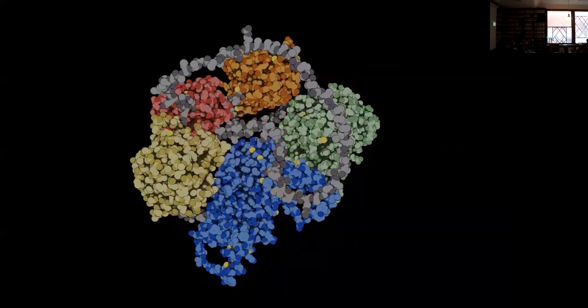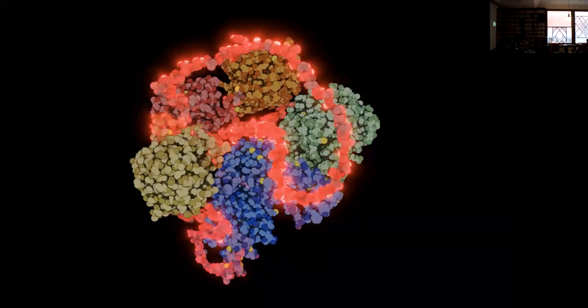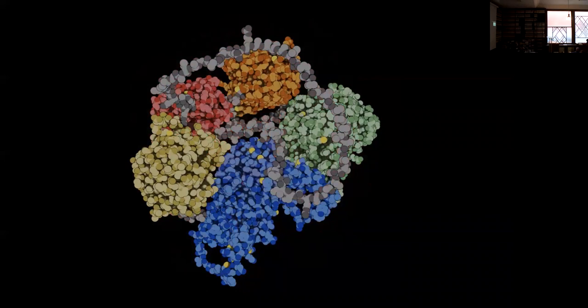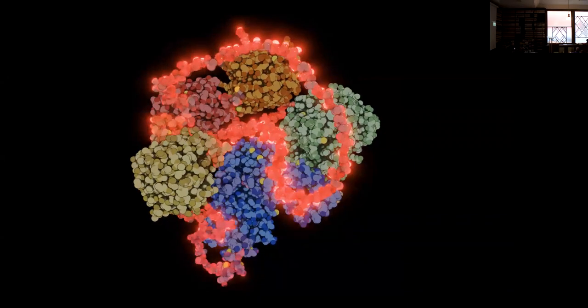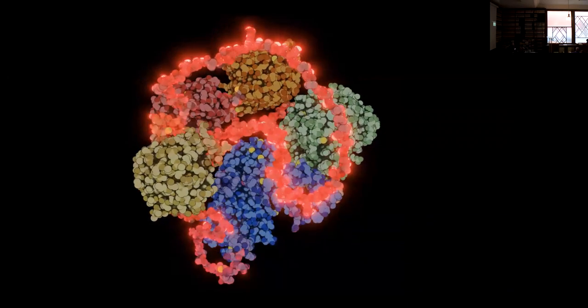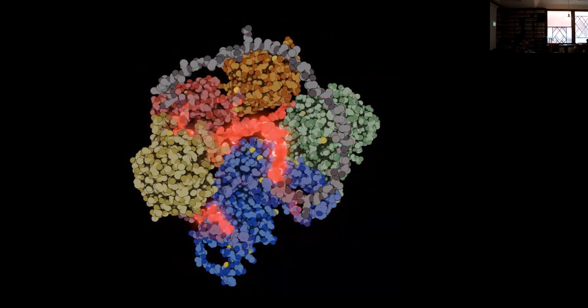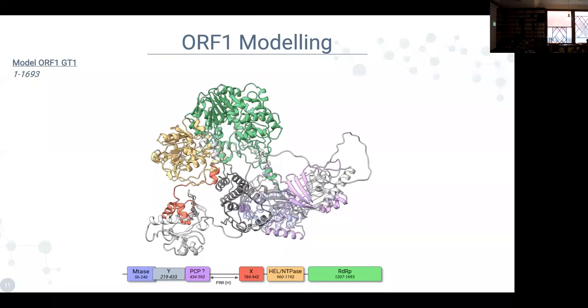So when it's red, it means that the confidence in the prediction is quite low. And you see that the confidence in the domains is quite high, and the only low confidence is on the linkers. So this is good, because this is what we expect. We have models with very distinct domains. And yeah, let's look at this a bit closer.